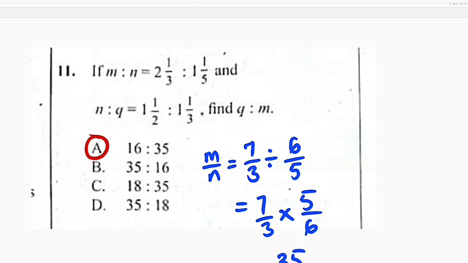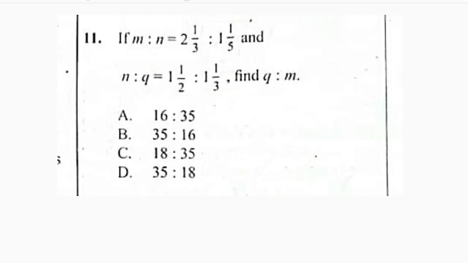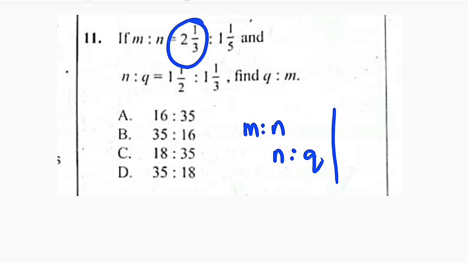Well, let me show you the simplest way to do that. You see, we have m to n, and we equally given n to q. So I can bring my n here, then q here. Now let us substitute the values. For m, we have this, which is 3 times 2, 6 plus 1, 7. We have 7 divided by 3 to what? N, and n is this one, which is 5 times 1 plus 1 is 6 divided by 5.